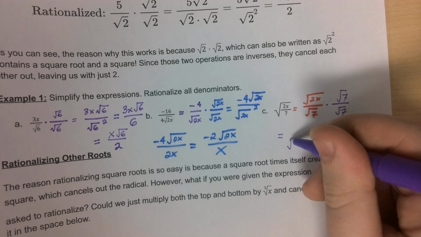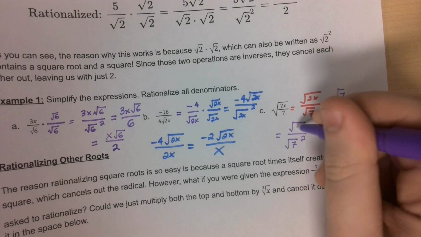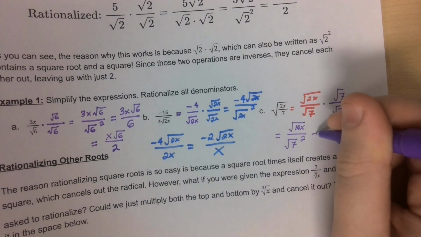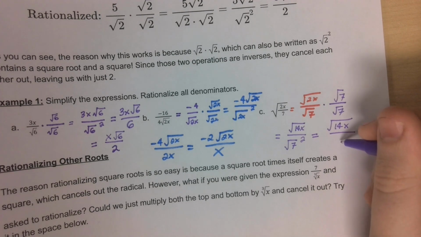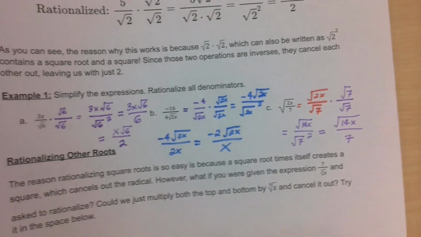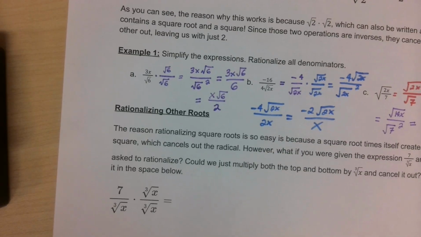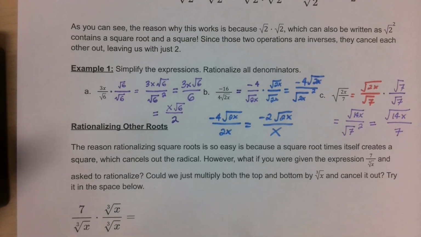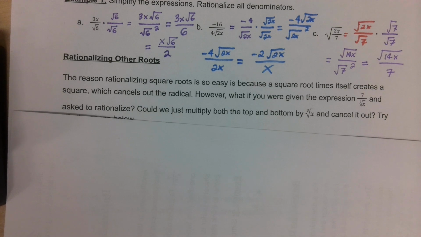This would end up with the square root of 7 squared over the square root of 14x. This is just going to give us the square root of 14x over 7. Done. So rationalizing square roots is pretty easy. Just give it another copy. But can we apply the same rules when we're rationalizing other roots?